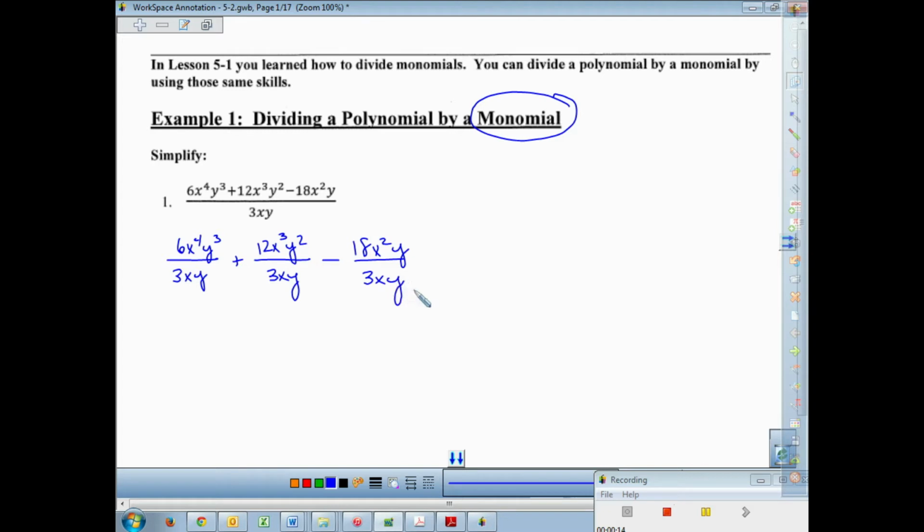And I know that once we do a bunch of these, you'll be able to probably do it without rewriting it like this. Too bad, so sad. I'm going to make you rewrite it every single time. Okay? And now we just simplify each individual situation.